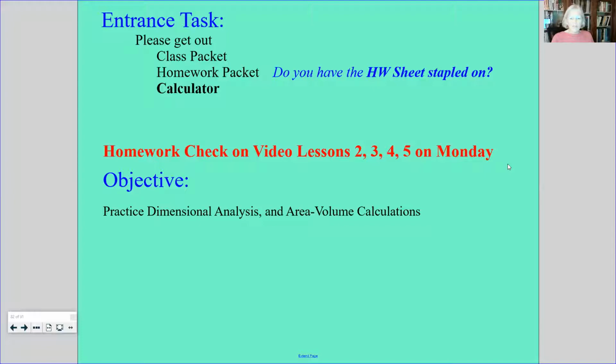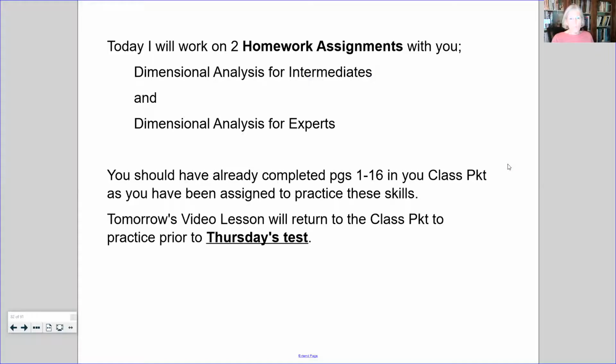So our goal is to practice 2 and 3 dimensions of dimensional analysis. So I'm actually going to do 2 homework assignments with you: dimensional analysis for intermediates and dimensional analysis for experts. So you have already completed many pages in your class packet. You should have practiced and actually completed pages 1 through 16 in your class packet just to prepare yourself for accomplishing these skills. Tomorrow's video lesson will return to the class packet, where I'll do some final practicing with you before Thursday's test.